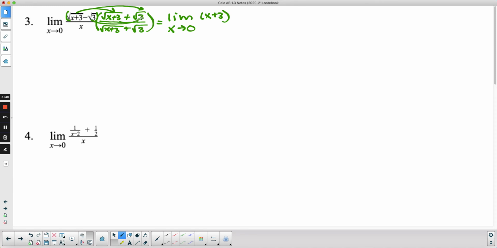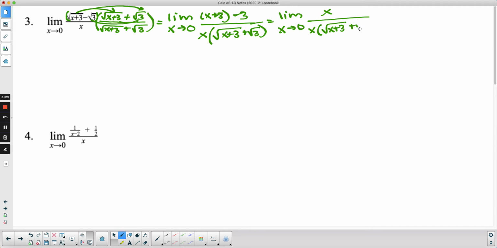Negative root 3 times a positive root 3 is a negative 3. All right, and then on the bottom we have x times root x plus 3 plus root 3. All right, and you'll see in a minute here why I didn't distribute that x through. So if we simplify this a little further, our limit, the top, this plus 3 and minus 3 becomes 0. So on the top we have x, and on the bottom we have x times root x plus 3 plus root 3.